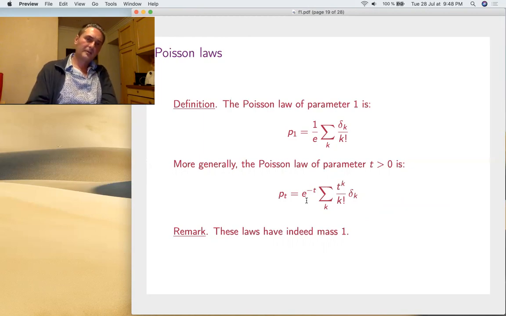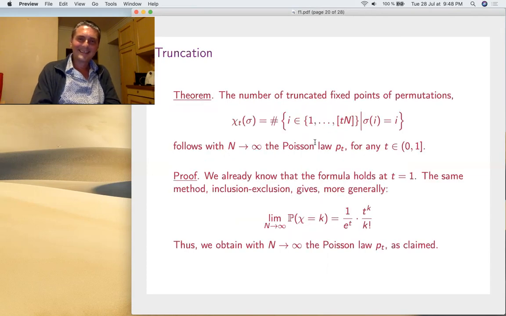So what we know so far is that the probability for a permutation to have no fixed point is 1 over e, and more generally that the law of fixed points follows Poisson of 1. Well, now that we introduce Poisson of t, I need to give you a result also about producing Poisson of t. And here it is. You do exactly the same thing as before, but instead of taking the points from 1 to n, which are fixed, you truncate at t, from 1 to the integer part of tn.